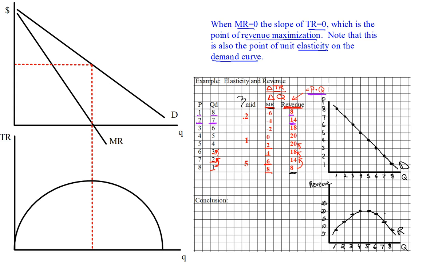So I'm going to graph that marginal revenue over here. The first one, when the quantity was 1, the marginal revenue was 8. Then for the second one, it was 6. For the third one, it was 4. For the fourth one, the marginal revenue was 2. For the fifth one, the marginal revenue was 0. That would be down here. And then after that, it goes negative. So this is my marginal revenue curve.